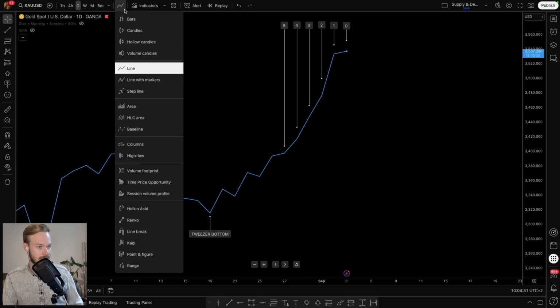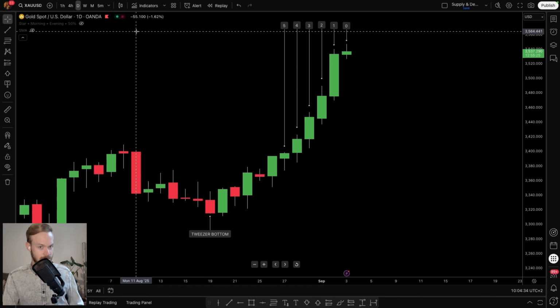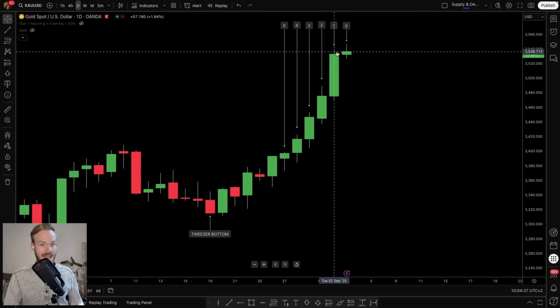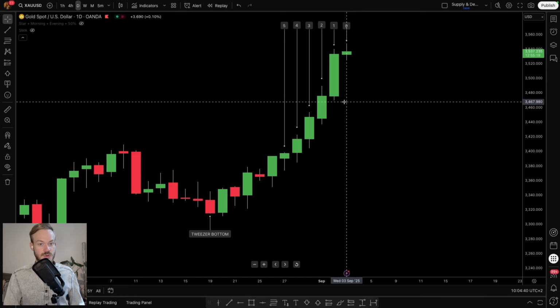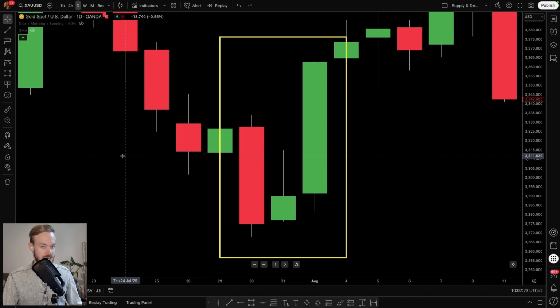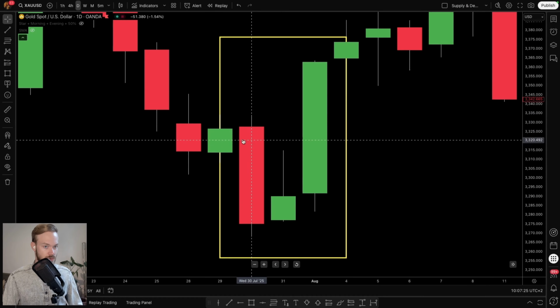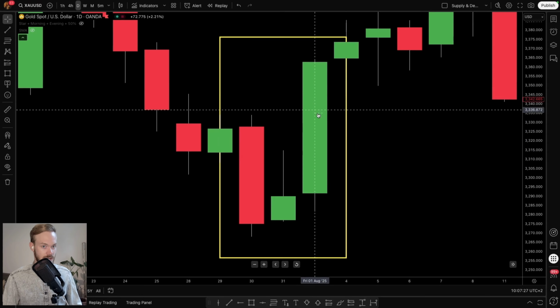However, now we want to talk about candlesticks. Let's change it to candlesticks again. And by just looking at one candlestick, such as this one, you do not only get the one piece of information, the closing price, you get three more on top. For the sake of simplicity, let's solely look at those two candles, this red one and this green one.